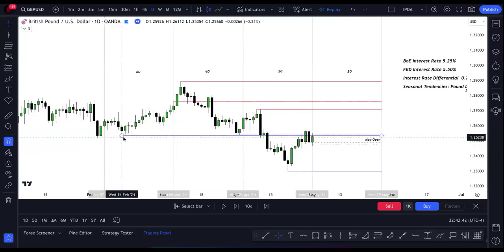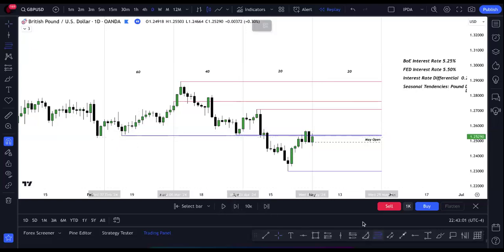Even the levels that are already broken going into the new month can still be significant to price. Do not be fooled and think that, oh, because this level has been broken, price may not give a reaction around it. It definitely can, and it will not forget it.